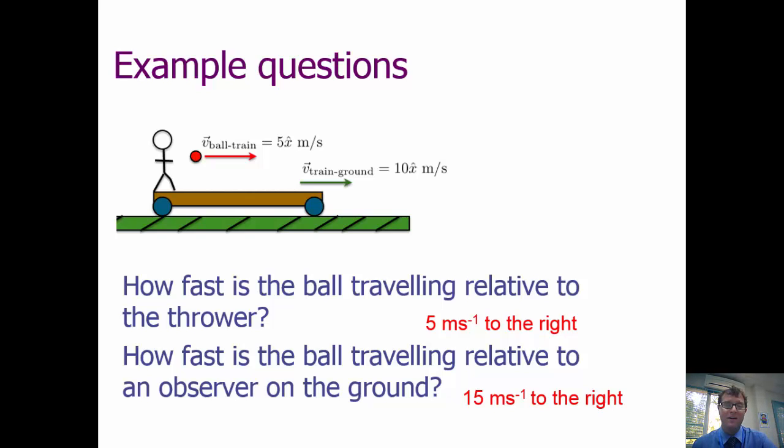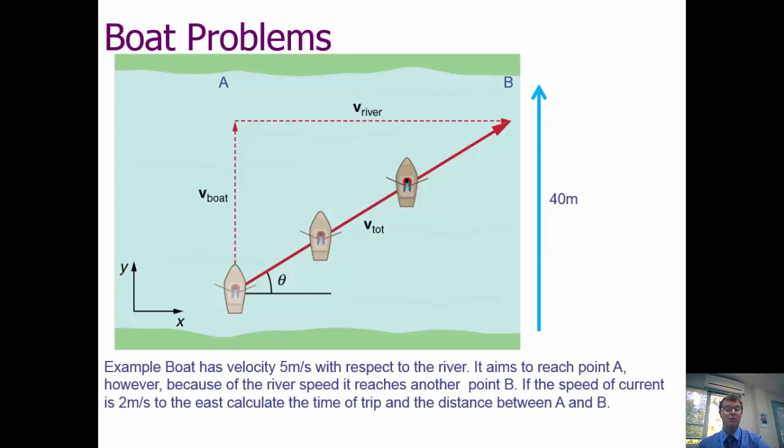A common example of this will be boat problems. What we have here is a boat traveling across from one side to the other, at 5 meters per second. Its aim is to reach point A, but because of the river speed, it reaches point B. If the speed of the current of the water is 2 meters per second to the east, calculate the time of the trip and the distance.